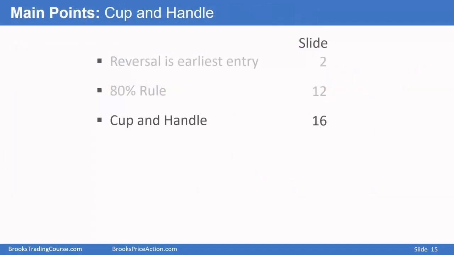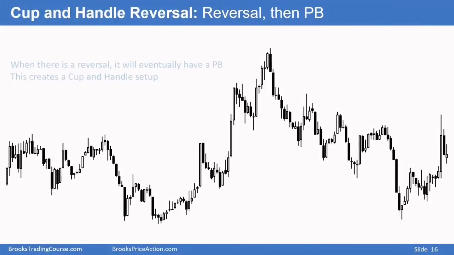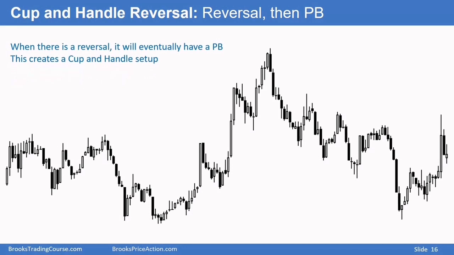I'm going to talk now a little bit about the cup and handle pattern, where you have a reversal that's sometimes referred to as a cup, and then a pullback from the reversal, and that's sometimes called the handle. Whenever there's a reversal, eventually it'll have a pullback, and that creates a cup and handle pattern.